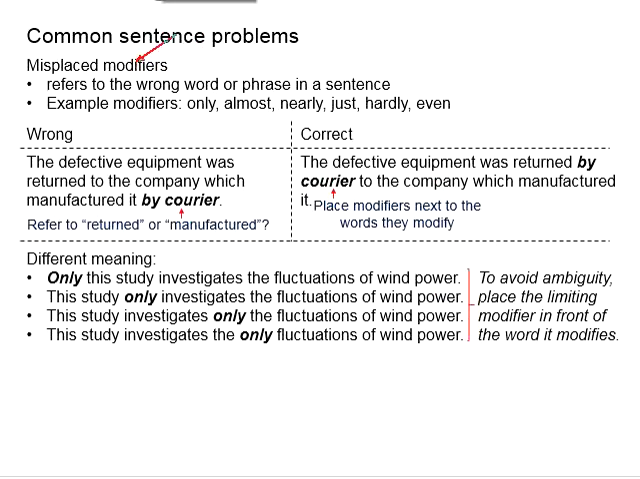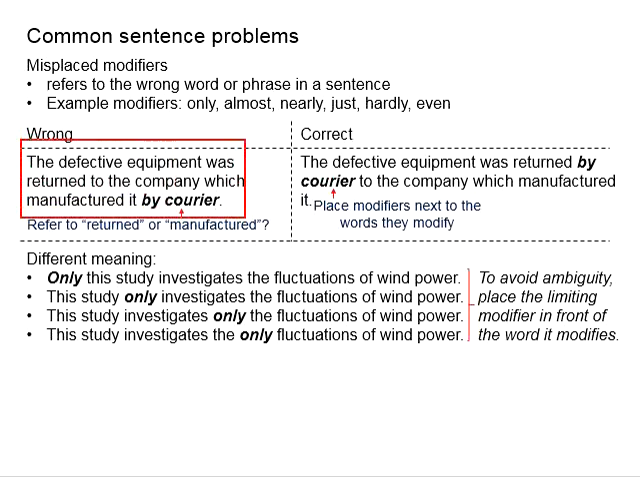Next, we look at the misplaced modifiers. It is basically referring to the wrong word or phrase in a sentence, and because of placing it at the wrong position, this may lead to confusion. Sometimes it can totally alter the meaning of that particular sentence. Examples of modifiers include only, almost, nearly, just, hardly, even. Let us look at the example here.